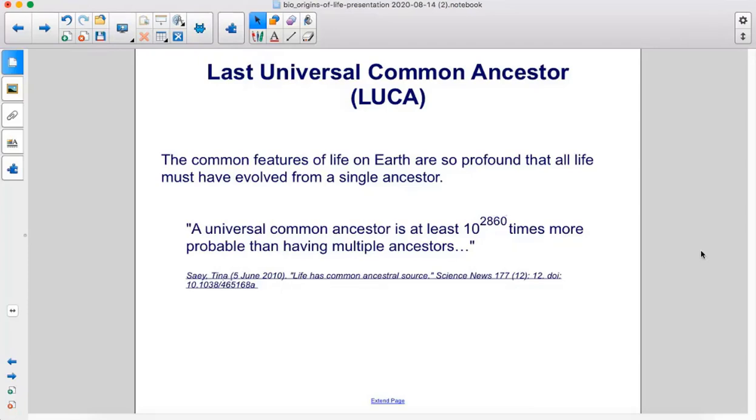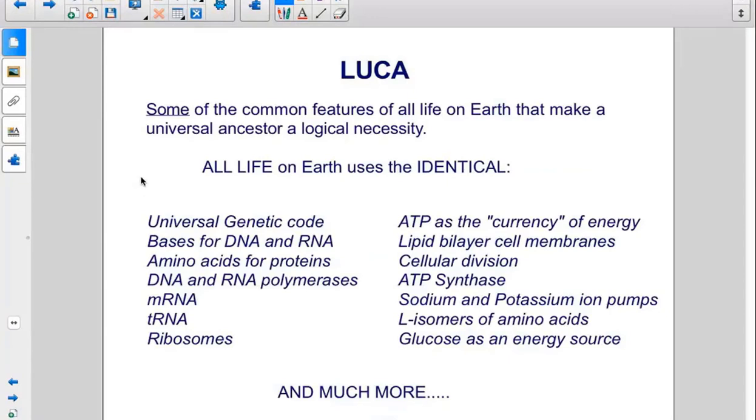Here are some of the common features of all life on Earth that make a universal ancestor a logical necessity. All life on Earth uses the identical universal genetic code, basis for DNA and RNA, amino acids for proteins, DNA and RNA polymerases, mRNA, tRNA, ribosomes, ATP as the currency of energy, lipid bilayers, cell membranes, cellular division, ATP synthase, sodium and potassium ion pumps, L-isomers of amino acids, glucose as an energy source, and much more.